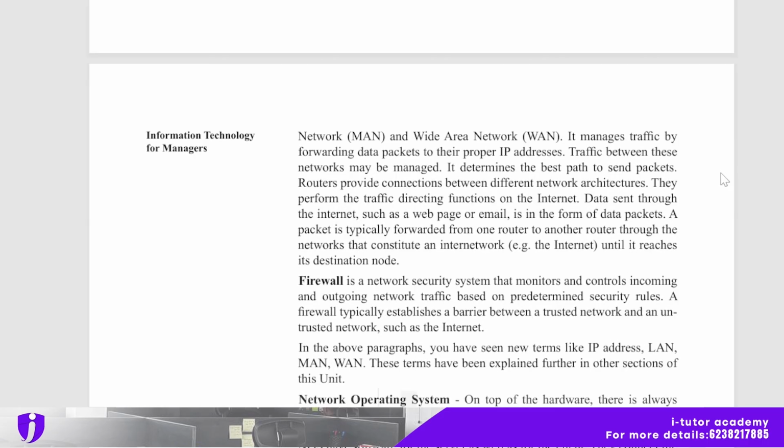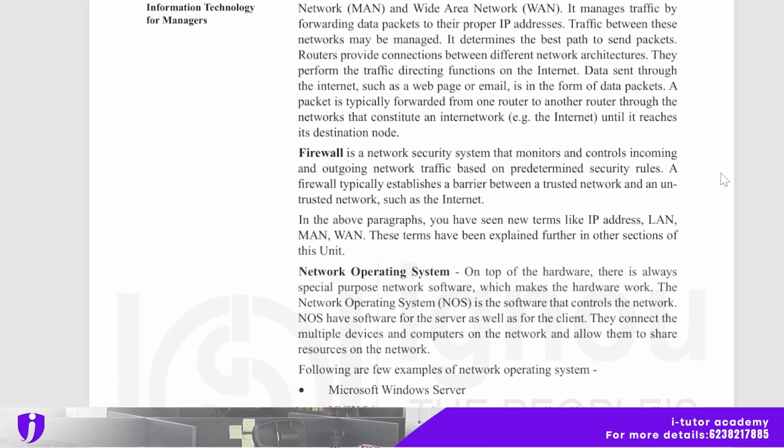A firewall is a network security system that monitors and controls incoming and outgoing network traffic based on predetermined security rules. A firewall typically establishes a barrier between a trusted network and an untrusted network such as the internet. In the above paragraph you have seen new terms like IP address and LAN. These terms are explained further in other sections of this unit.